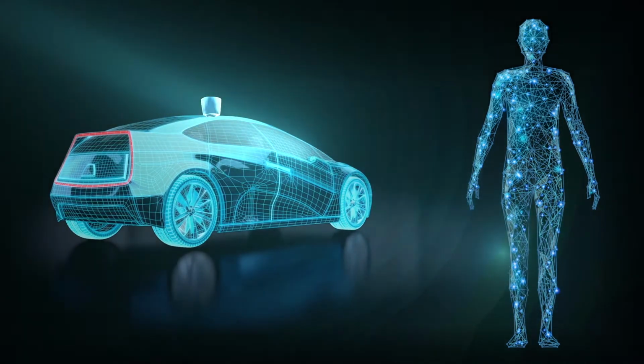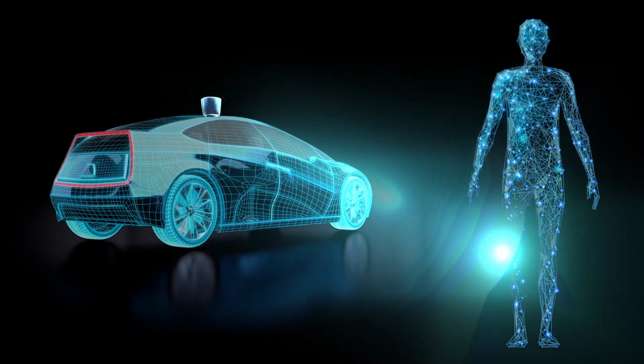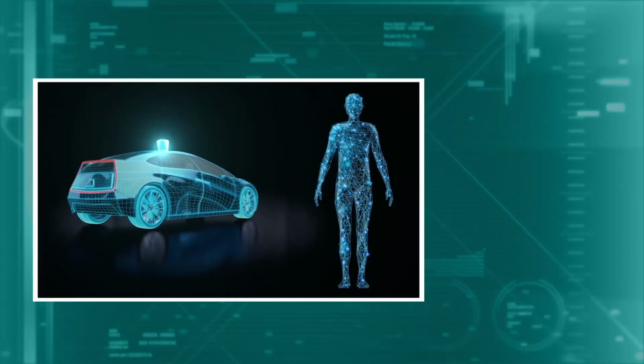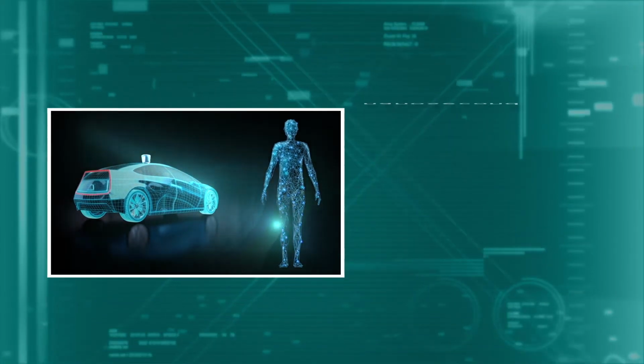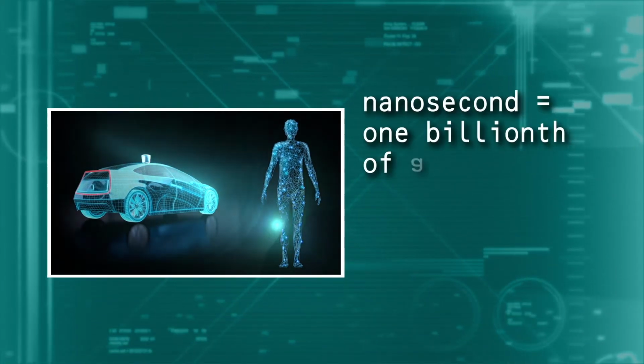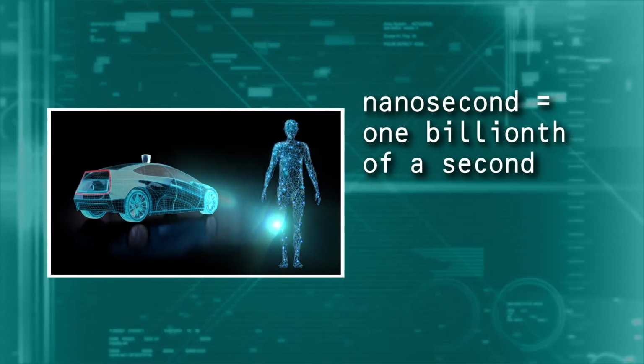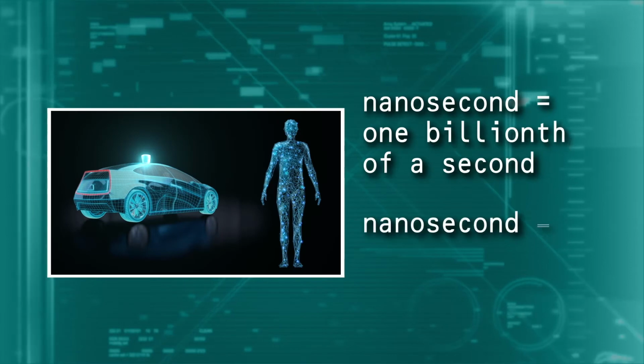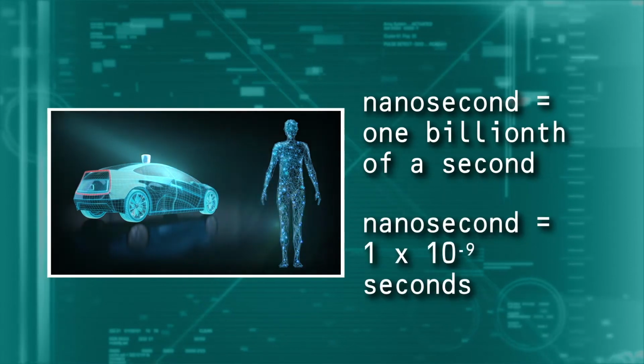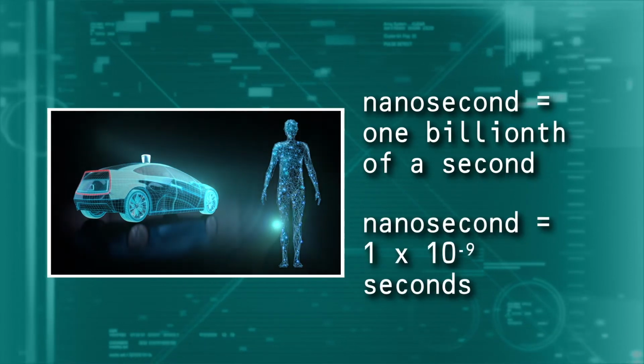Since light travels very fast, the time for this trip is very short. In fact, it is usually measured in nanoseconds. Billionths of a second. There are 1 billion nanoseconds in a second, or 1 times 10 to the negative 9th seconds per nanosecond.